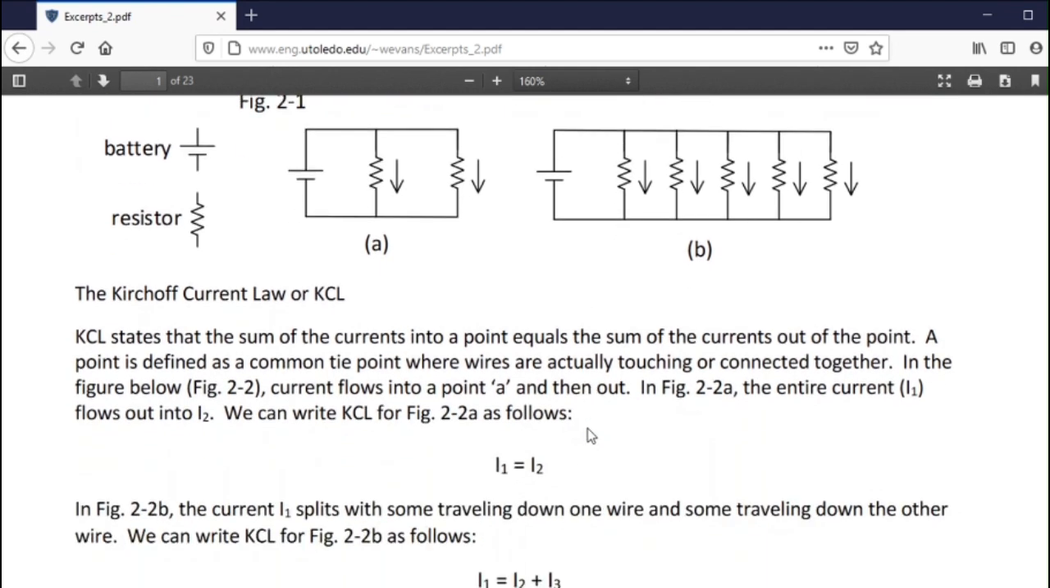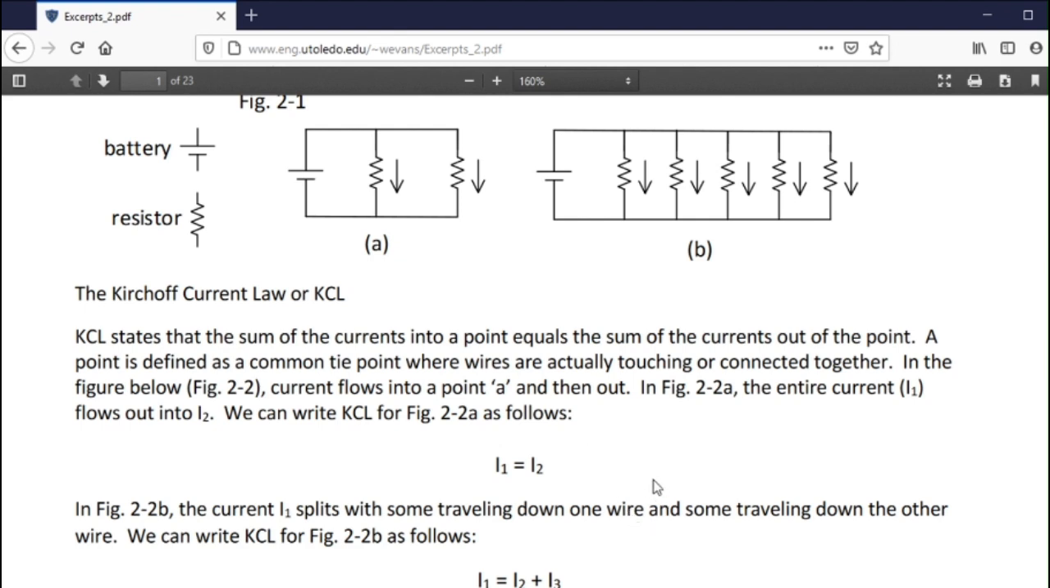And we have this law. It's called Kirchhoff's current law, or we basically refer to it as KCL. KCL states that the sum of the currents into a point equals the sum of the currents out of the point, which basically says we can't lose current in a wire. The wire does not let current jump out of it. And that's basically all this is.